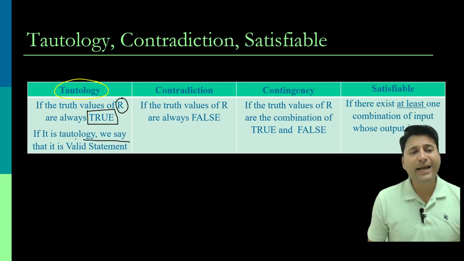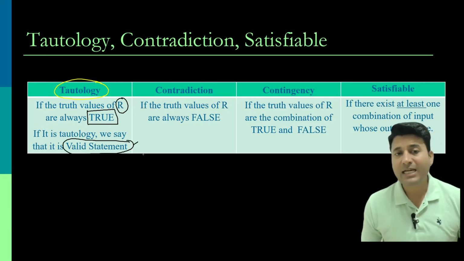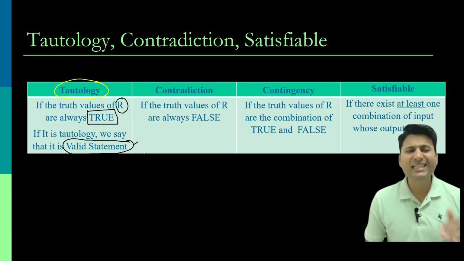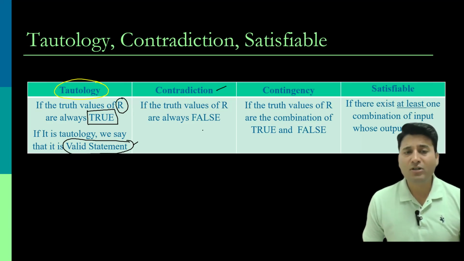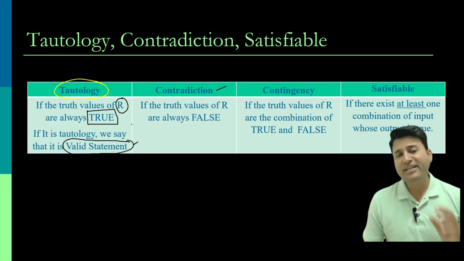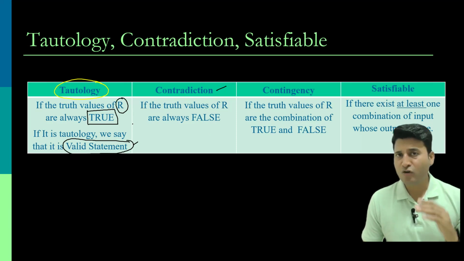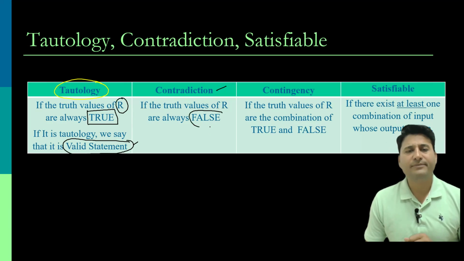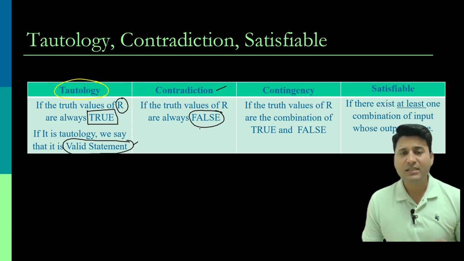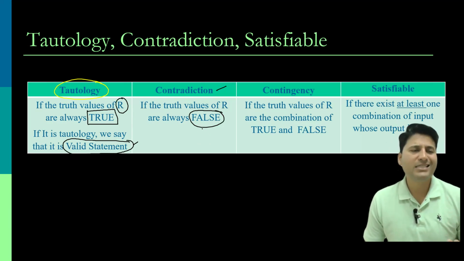A tautology is also known as a valid statement. We'll take examples on these terms also. Now the contradiction is the opposite of tautology. In tautology we are saying that the information is always true. In contradiction, we are saying the compound proposition's final truth value is always false. If it is always false, a contradiction is there. We call it a contradiction or not valid statement. Tautology is always true or valid.